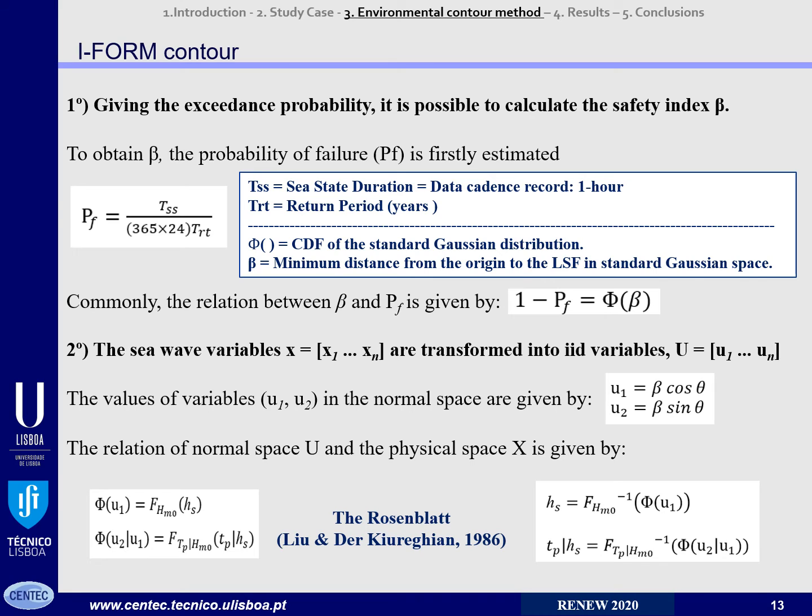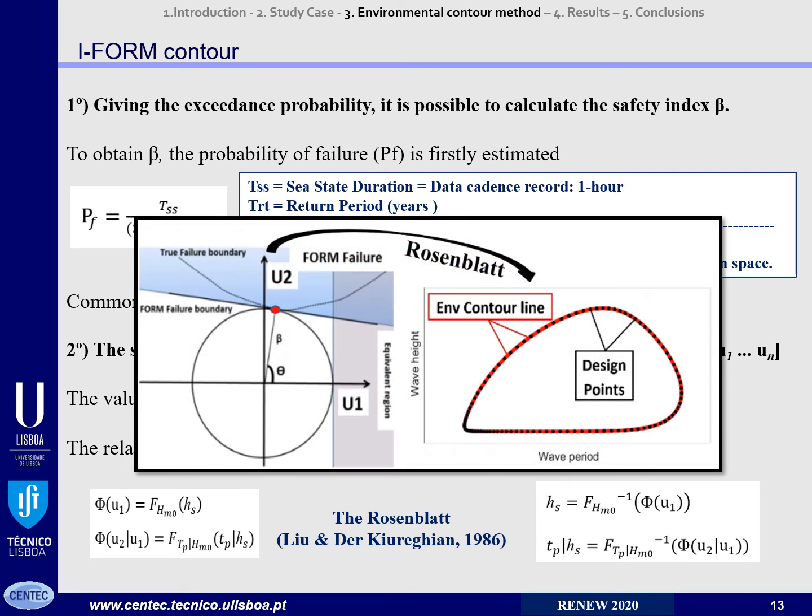The second step consists in the transformation of the variables, because firstly we operate in the normal or imaginary space using this relation, using the safety index. And then we have to transform to the physical space, or the variable space. For this we perform the Rosenblatt transformation, which transforms the variables in U space to X space, that is, they have a physical meaning. In this figure, we can see clearly how to perform the transformation using Rosenblatt.